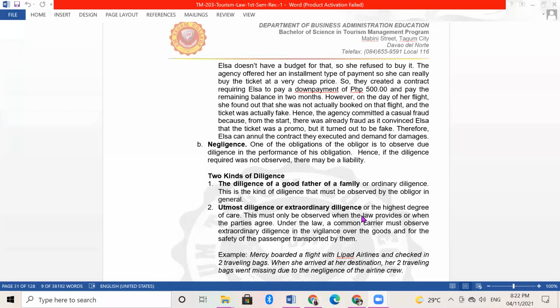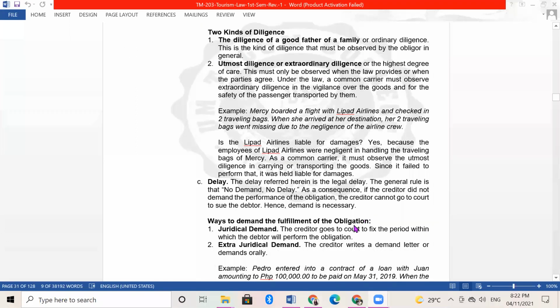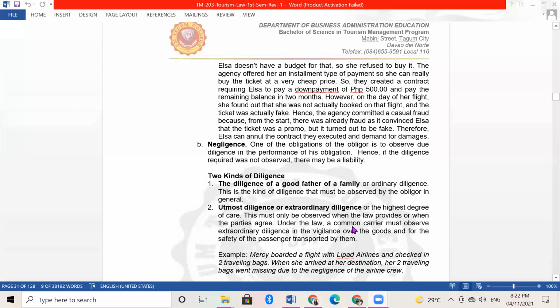Next is joint obligation. In this obligation, there are several debtors and one or more creditors, but each debtor is only liable for his share of the debt, and each of the creditors is entitled only to his share of the credit. It is always presumed that the obligation is joint.